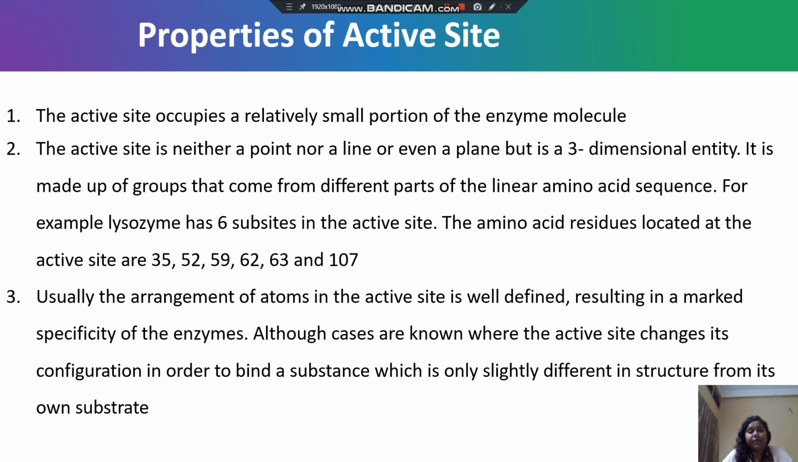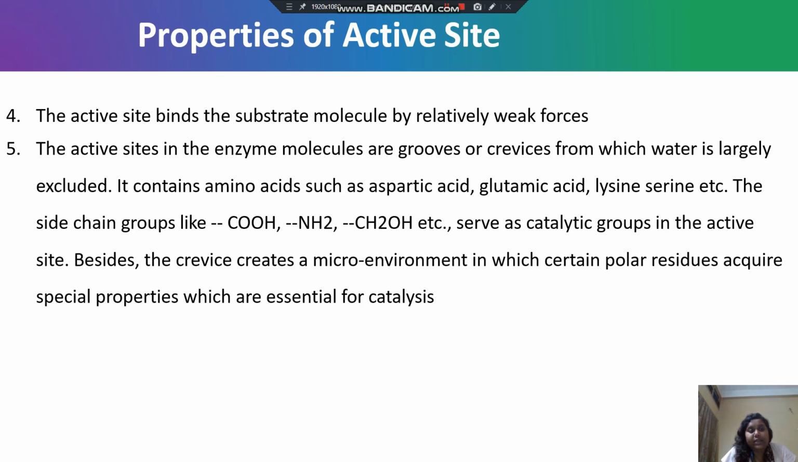Usually, the arrangement of atoms in the active site is well defined, resulting in a marked specificity of the enzymes. Although cases are known where the active site changes its configuration in order to bind a substance which is only slightly different in structure from its own substrate. The active site binds the substrate molecule by relatively weak forces. The active sites in the enzyme molecules are grooves or crevices from which water is largely excluded.